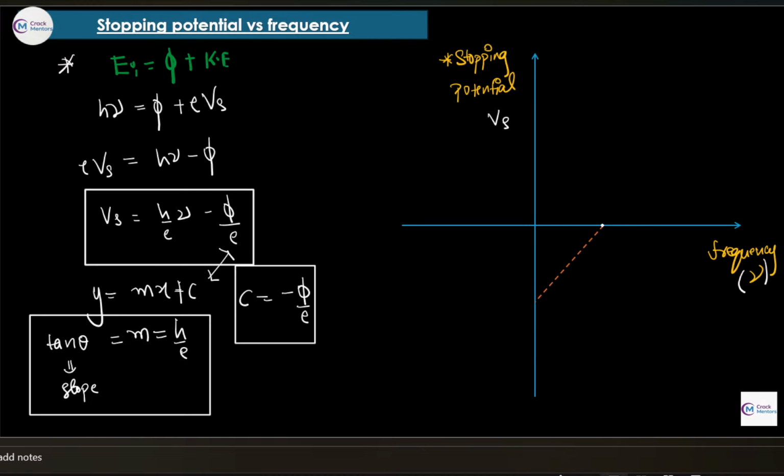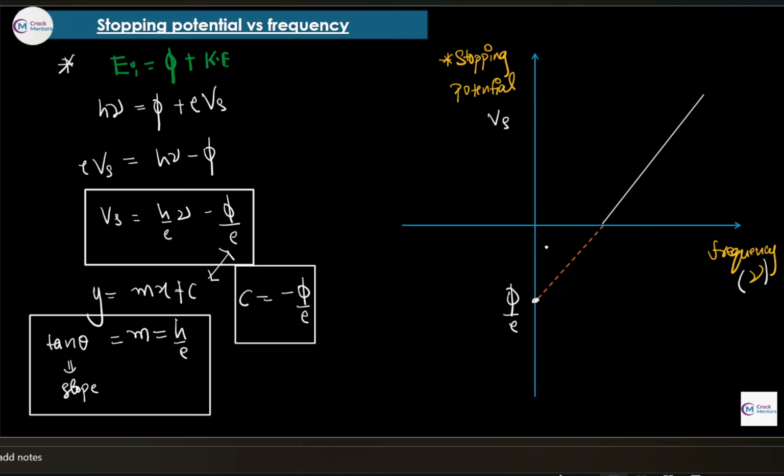This is the homework for you. I want you to answer this: why have I drawn a dotted line? Why not a plain line like this? And as we have the intercept value like this, it is pi upon e.